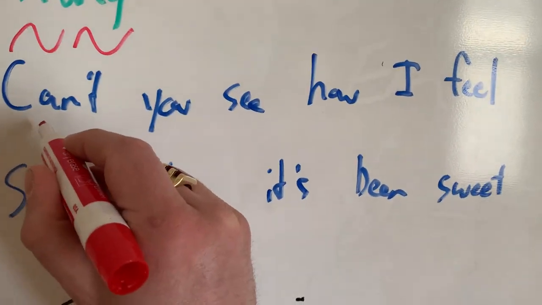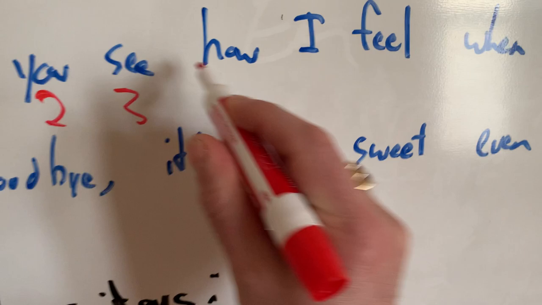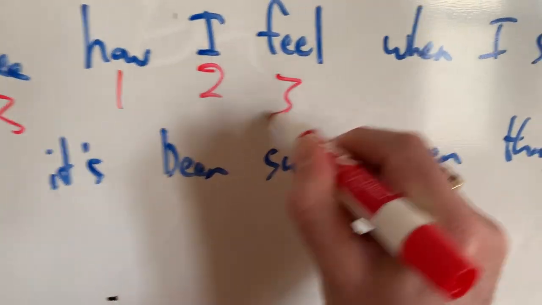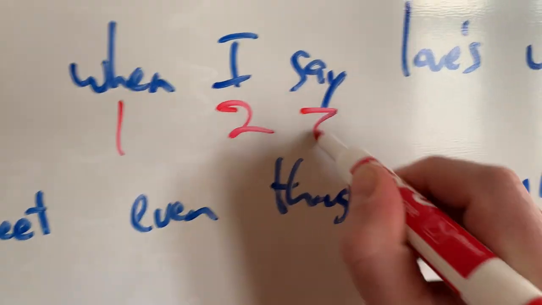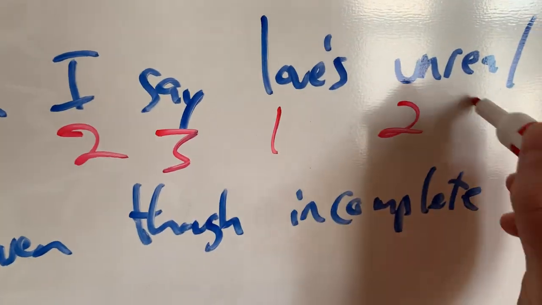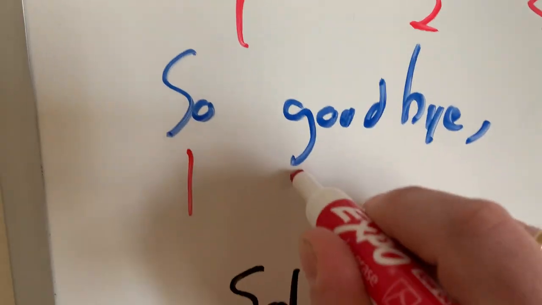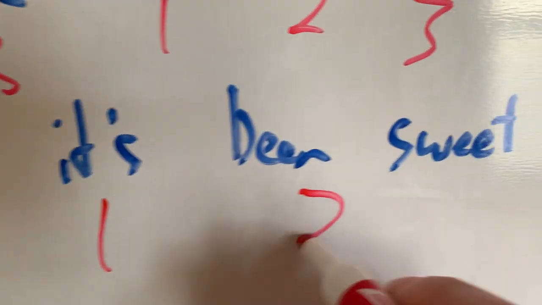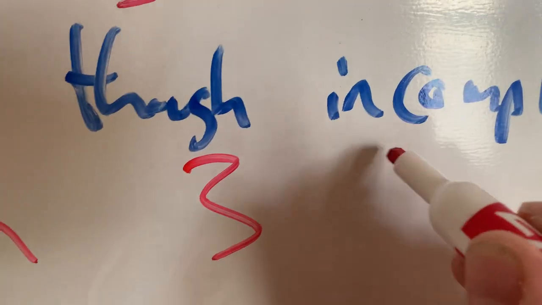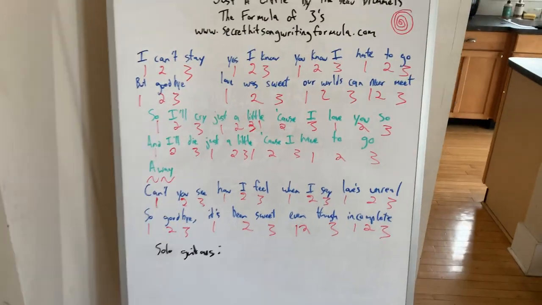weren't sure, he goes on in the next verse. 1, 2, 3, how I feel when I say love's unreal. So goodbye, it's been sweet, even though incomplete. Okay, and then he gets right back into the chorus.